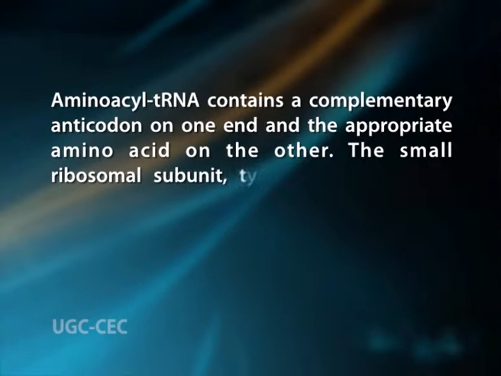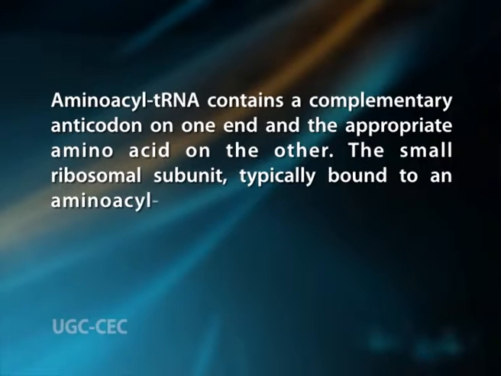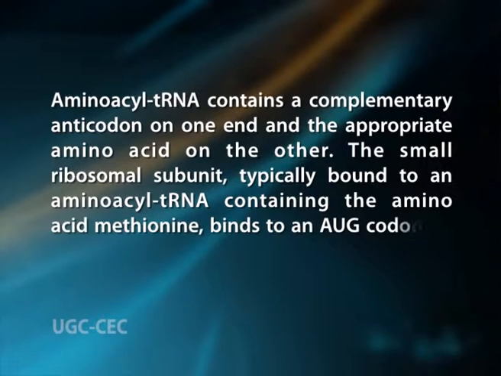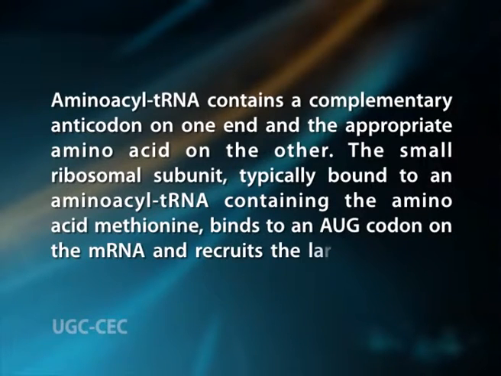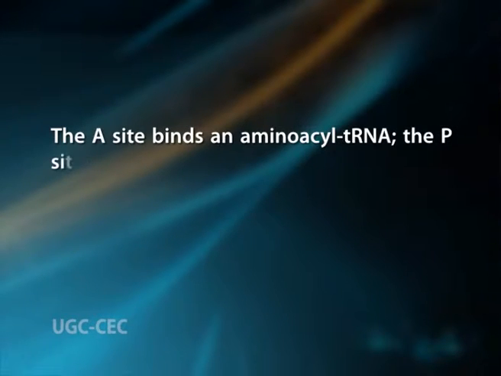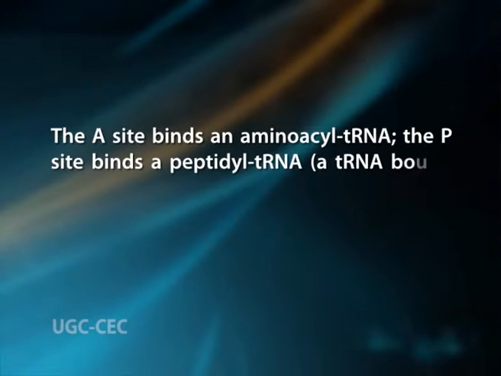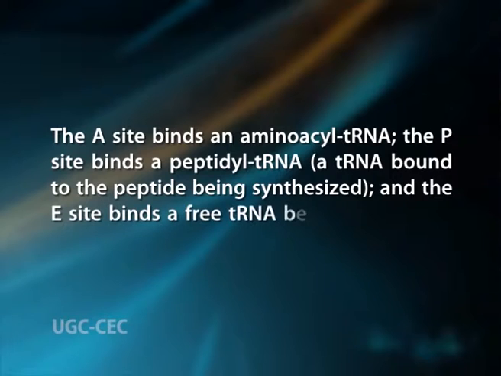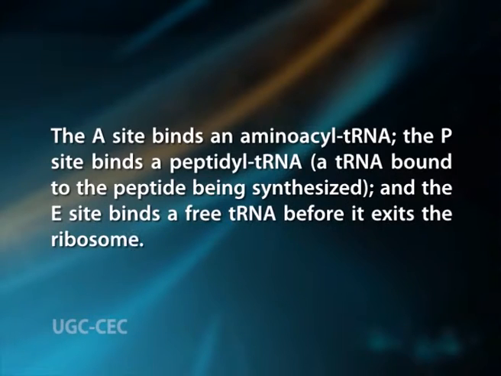The small ribosomal subunit, typically bound to an aminoacyl tRNA containing the amino acid methionine, binds to an AUG codon on the mRNA and recruits the large ribosomal subunit. The ribosome contains 3 RNA binding sites designated A, P and E. The A site binds an aminoacyl tRNA, the P site binds a peptidyl tRNA, and the E site binds a free tRNA before it exits the ribosome.